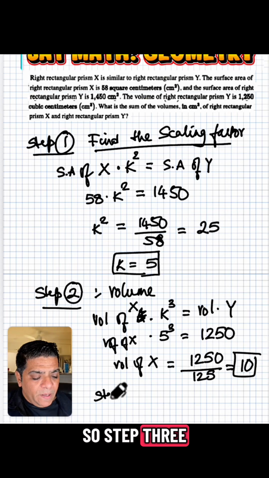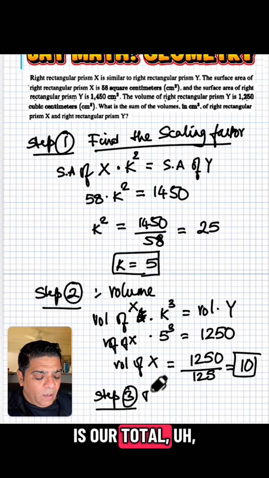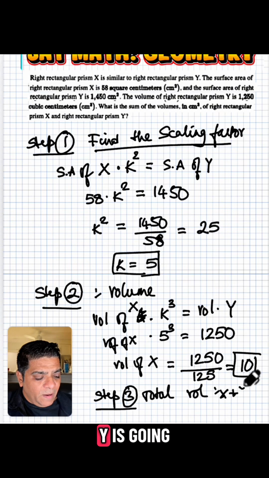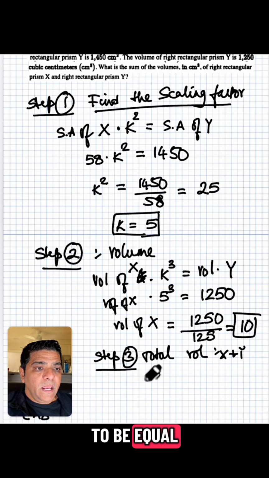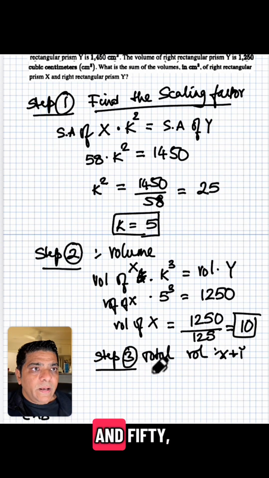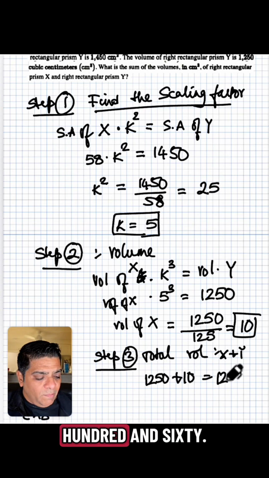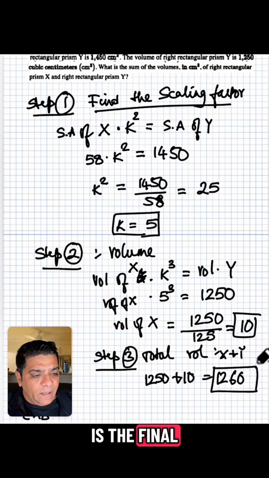So step 3 is finally just finding the total volume. The volumes of X plus Y are going to be equal to 1250 plus 10. So that is going to be 1260 cubic centimeters, which is the final answer.